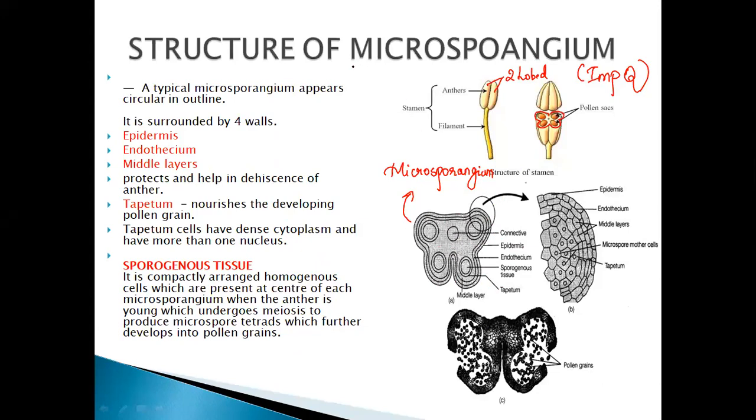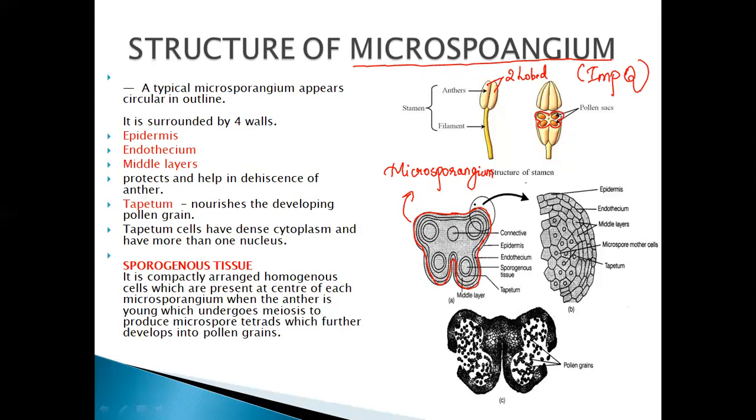Now, when the diagram or the structure of the microsporangium is asked, you need to give this particular diagram. When you take the transverse section of this anther, you see something like this, a tetragonal structure.